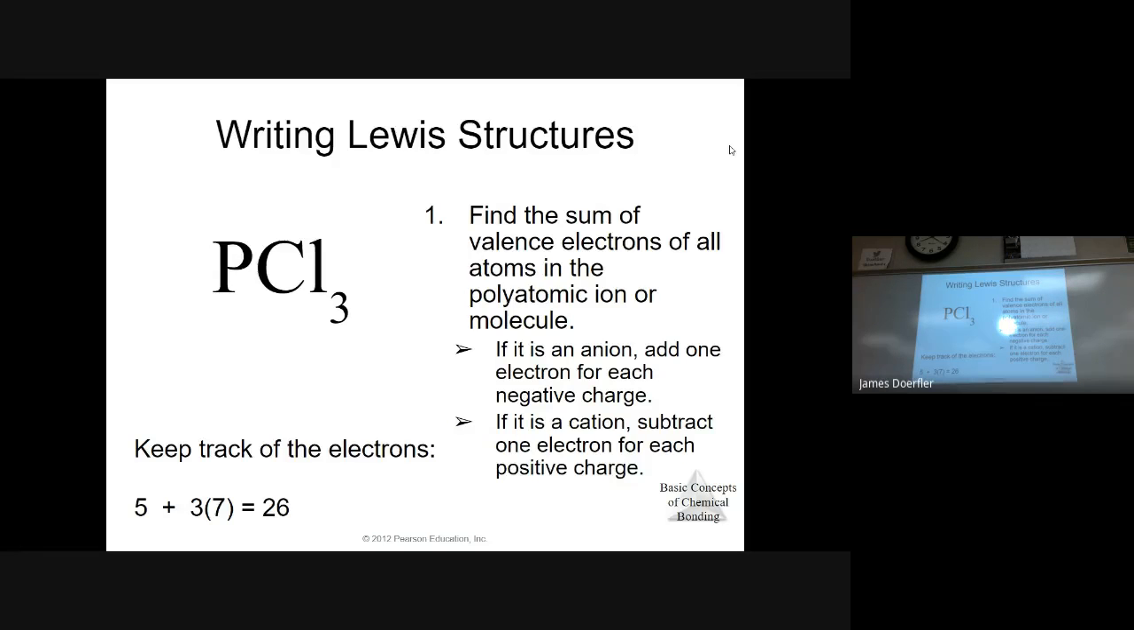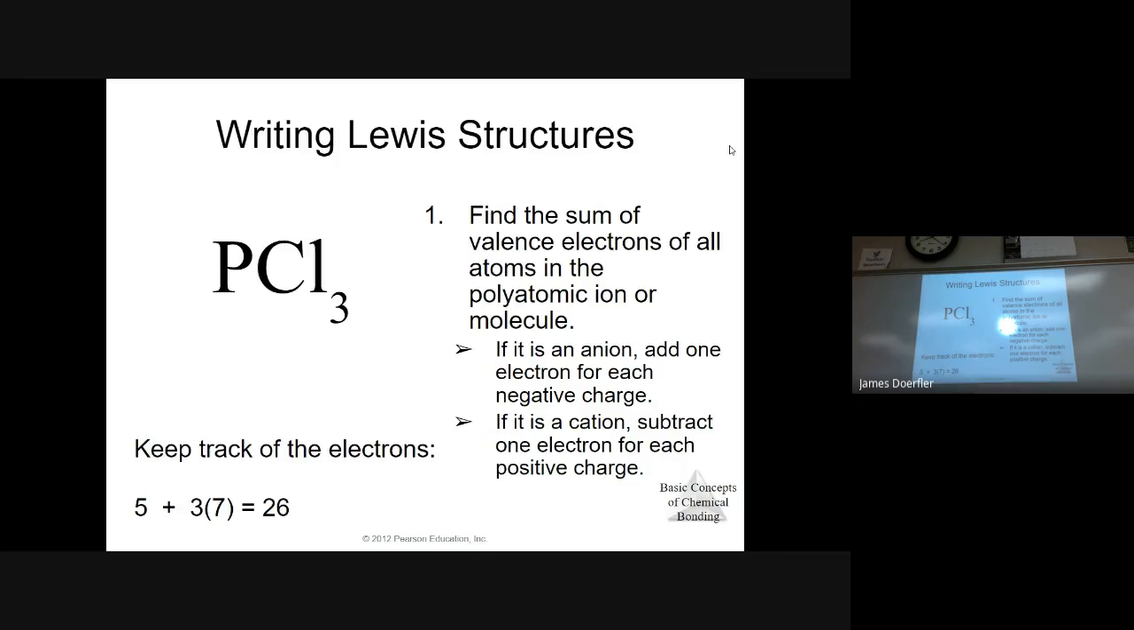So we're going to be using this example throughout these steps. PCl3. All right? So looking at the periodic table, phosphorus is right here. And what group is it in? What group is phosphorus in? Right there. 5. Therefore, it has how many valence electrons? 5. Very good. So, as you see here, keeping track here, you have 5.